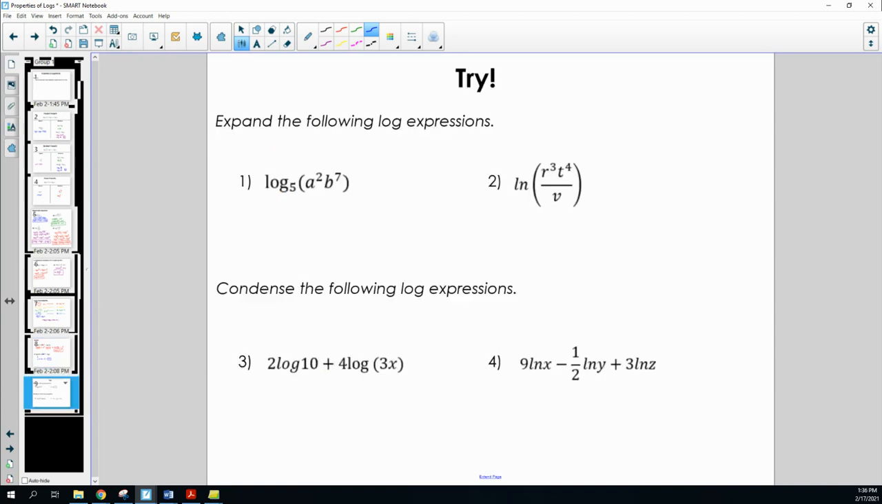Okay, so for homework, you guys are going to try these 4 problems and you're just going to practice expanding and condensing some expressions.